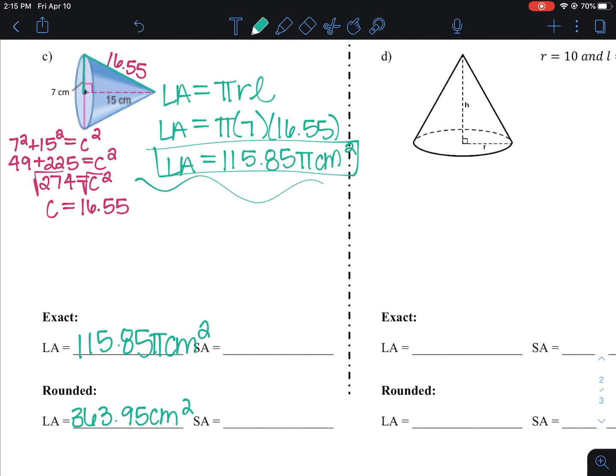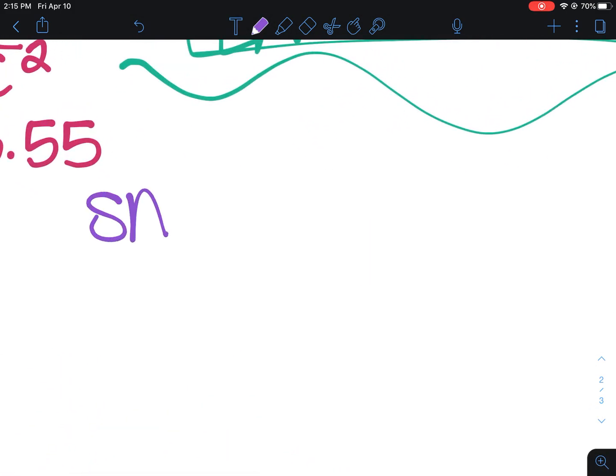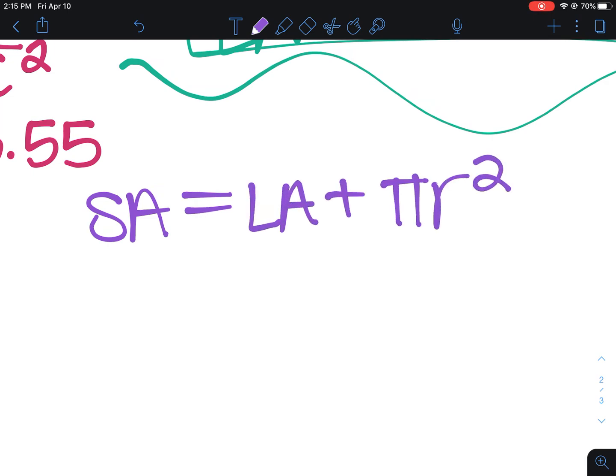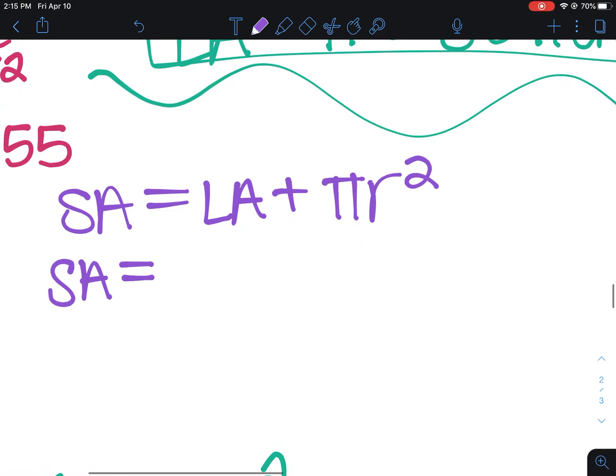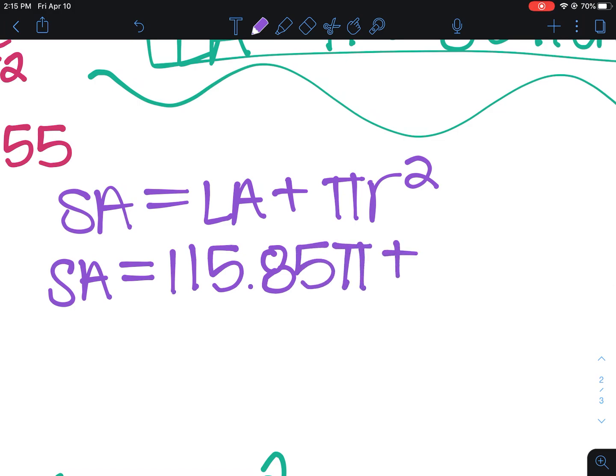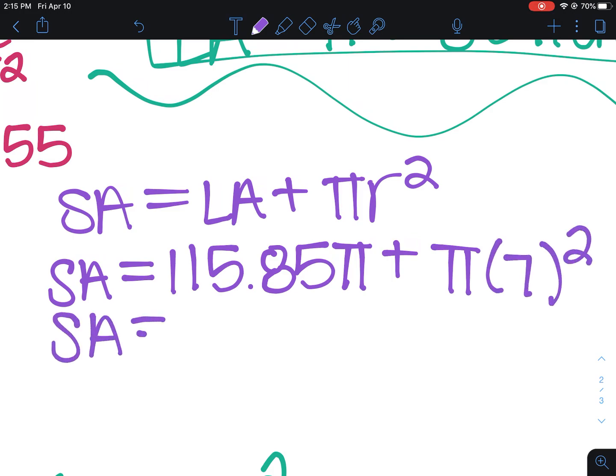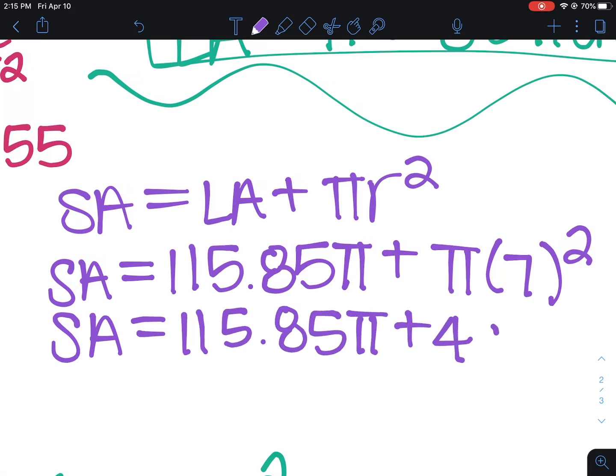So now let's do surface area. And that is the lateral area that we just found plus pi r squared. So we just found that that's 115.85 pi, plus pi, the radius is 7 squared. So that's 115.85 pi plus 49 pi, right? Because 7 squared is 49.